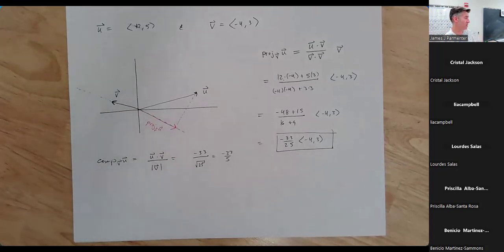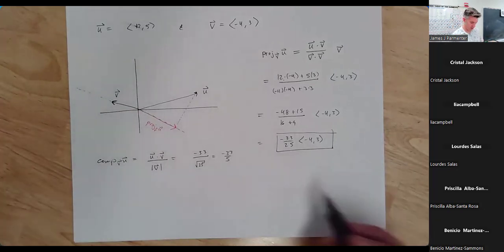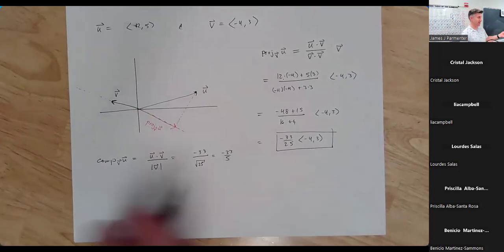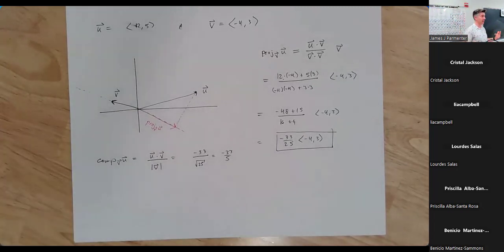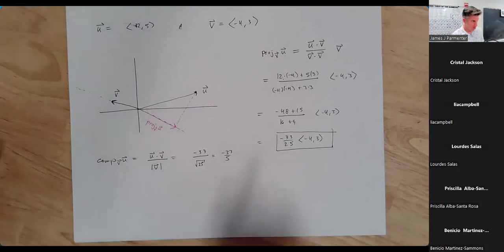But we say the component is negative 33 fifths because it's the component of u in the v direction, and v is pointing in the opposite direction. So we do need that negative sign there. At least I'm pretty confident we need that negative sign there. As far as my notes say, yeah. Yeah, exactly, a signed magnitude.